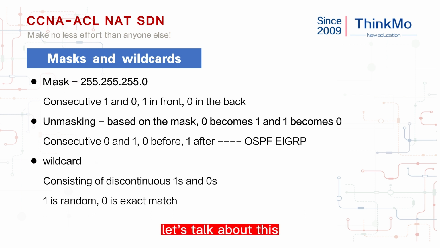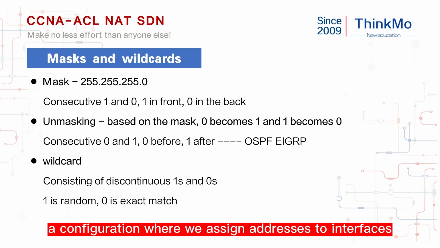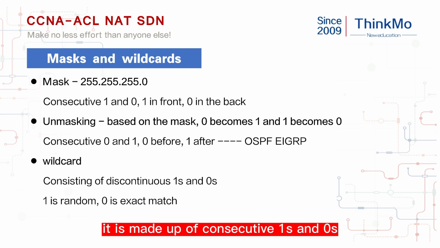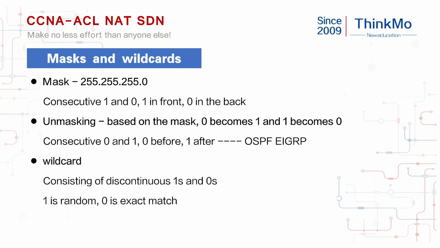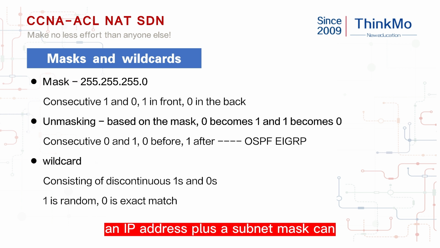Let's talk about this. First, the mask. The mask is the 24-bit mask we talk about every day, the configuration where we assign addresses to interfaces, like 255.255.255.0. It is made up of consecutive 1s and 0s, and it must be 1s first, then 0s after. It cannot be preceded by 0. Because 1 means an exact match. An IP address plus a subnet mask can specify a network segment.